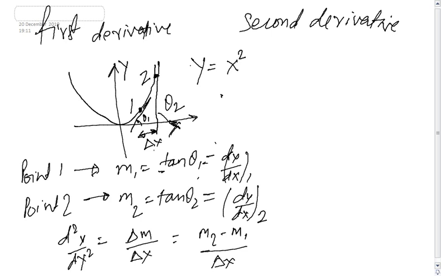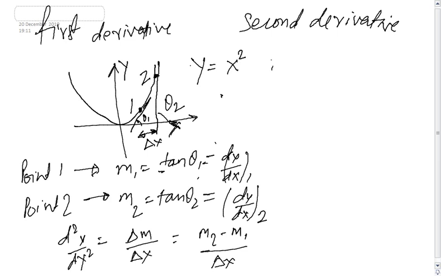In the straight line case, there was no second derivative. Second derivative was 0 because the slope was not changing. But in the case of parabola or cubic or more polynomial functions, the second derivative exists and it is non-zero because the slope changes, the slope varies. So there is a second derivative.